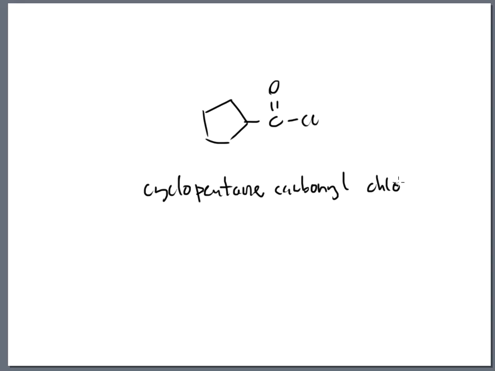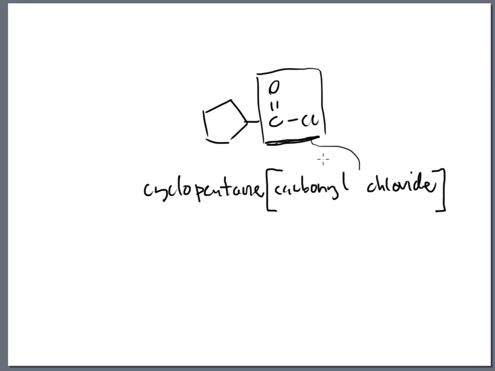And then we'll add the word chloride onto the end because there's a chlorine there. So cyclopentane carbonyl chloride. If we have a ring structure, we will use carbonyl chloride every time to represent this piece. That's carbonyl chloride or carbonyl bromide. And then we'll name this just as it is: cyclohexane, cyclopentane, cyclobutane, cycloheptane, cyclooctane. We name the entire ring as a whole.